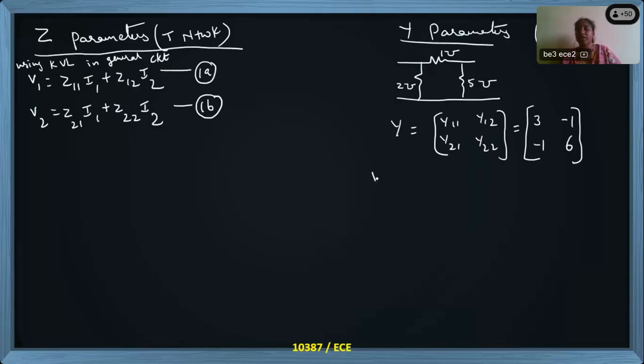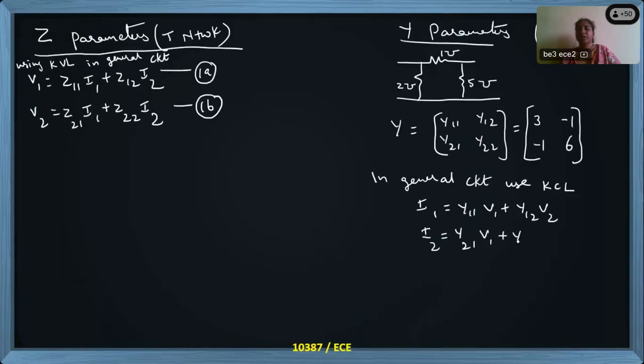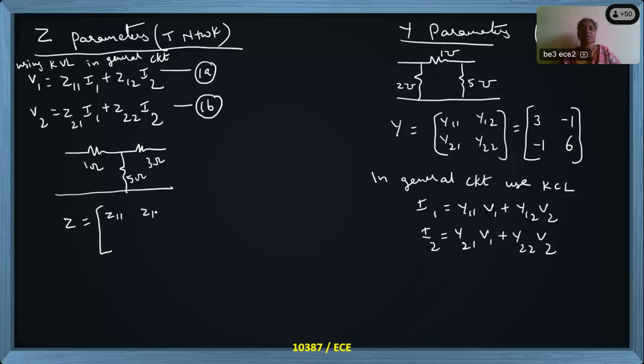And Y matrix, how you calculate in any general circuit? KCL. In any general circuit, use KCL. Okay, use KCL and find the current equations. I1 equal to Y11 V1 plus Y12 V2. And then I2 is nothing but Y21 V1 plus Y22 V2. Okay. And here, if it is T network, already I told you. If this is 1 ohm, 5 ohms, and if this is 3 ohms, coming to Z matrix, which is Z11, Z12, Z21 and Z22. Okay.